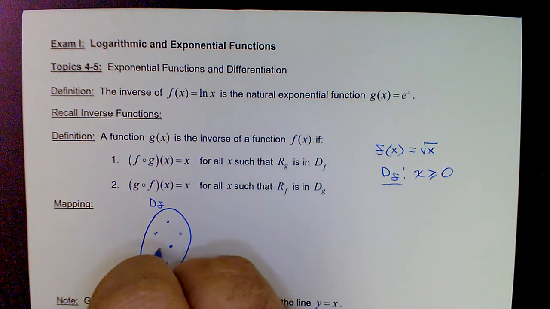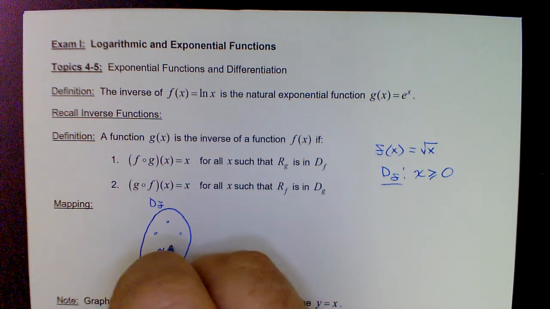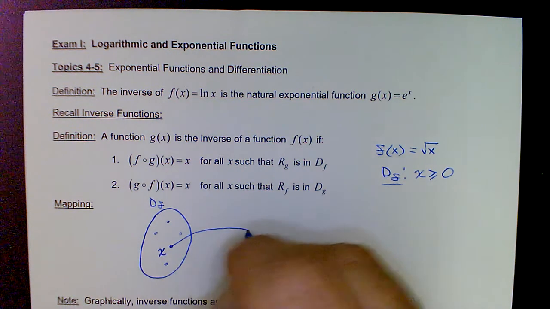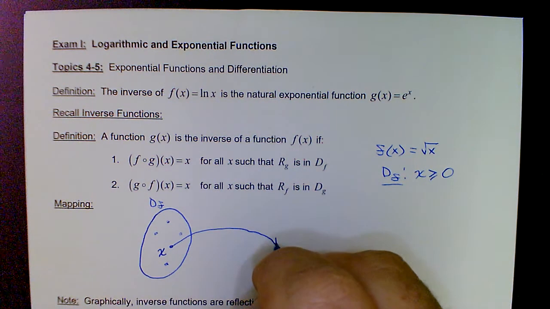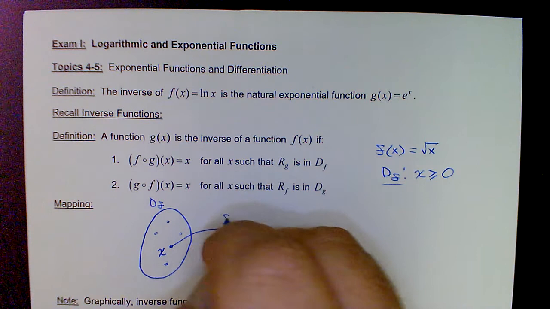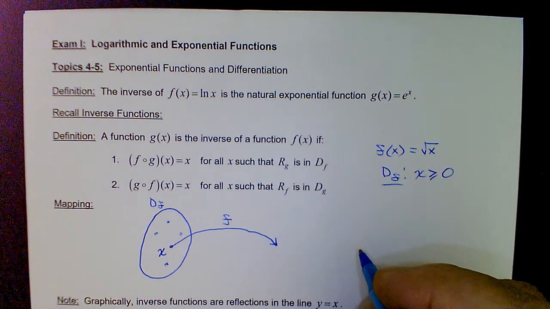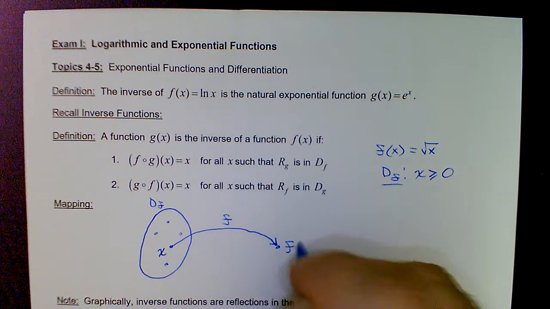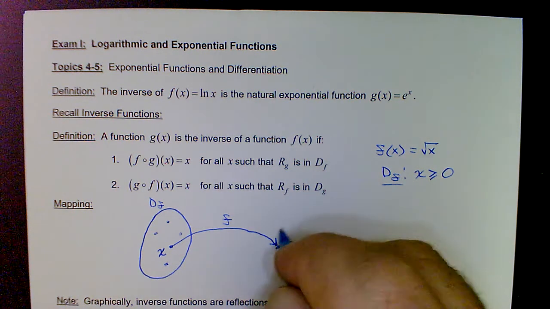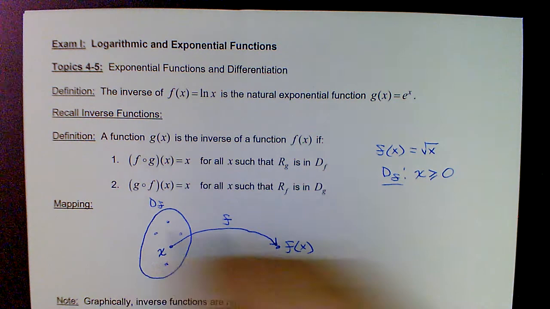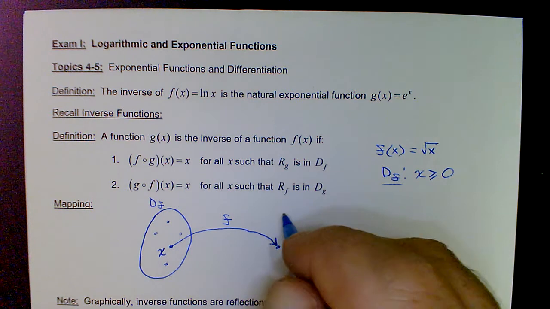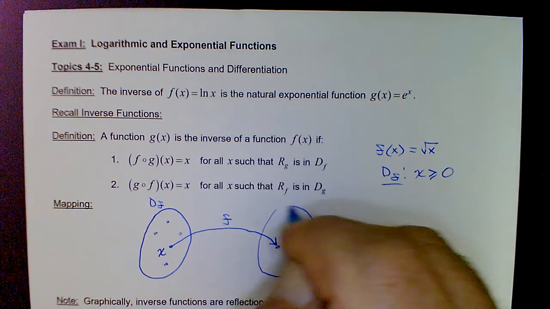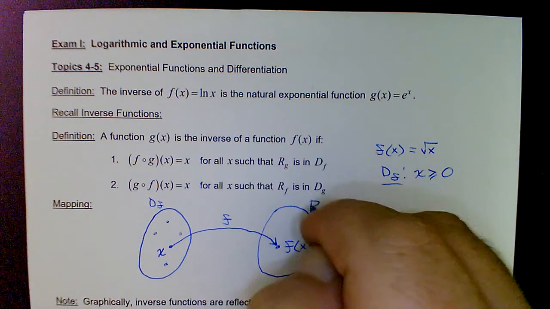So if we focus on just, let's say, one element x, and we take that element and we send it through the function f, and we can indicate that with an arrow and even put the name of the function on top of the arrow, we create the image f of x. And then if we take all the elements in the domain of f and send them through the function f, we then create a new set which we'll call the range of f.